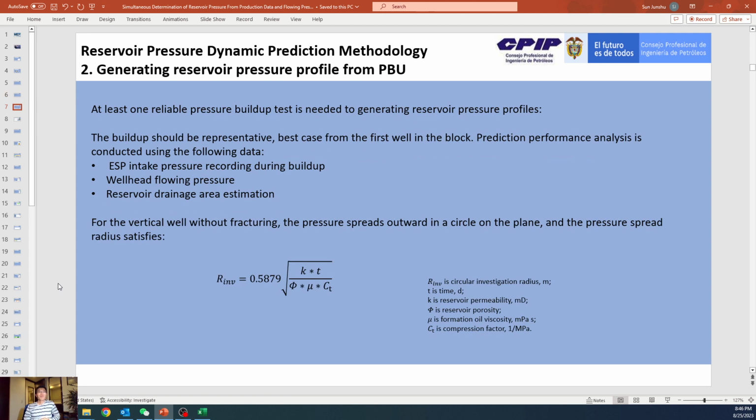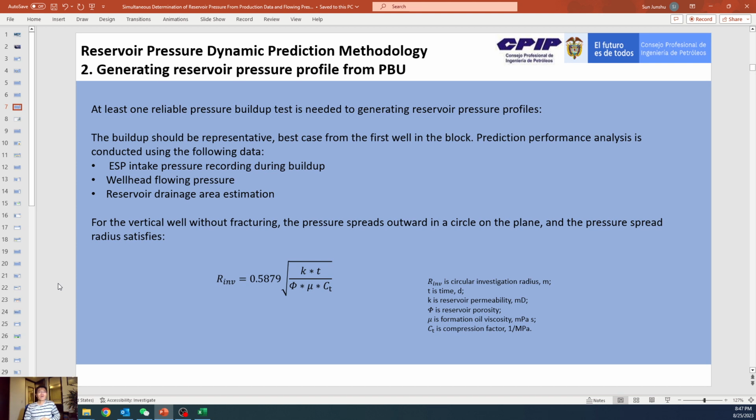Second, generating the reservoir pressure profile from build-up. At least one reliable pressure build-up test is needed to generate reservoir pressure profiles. Here, the build-up should be representative. In the best case, the build-up test should be from the first well in the block, which would be representative.